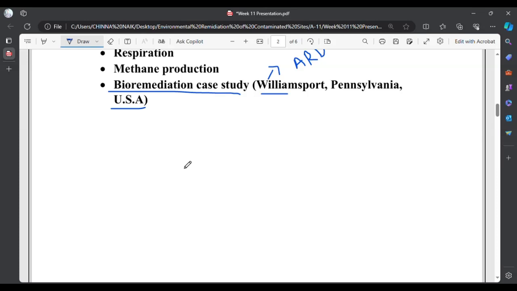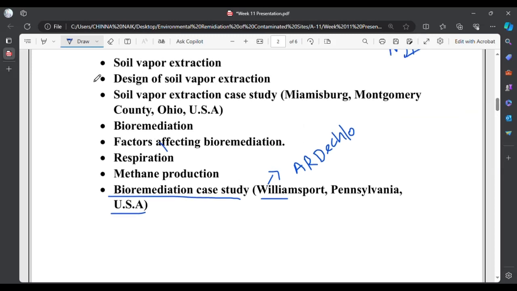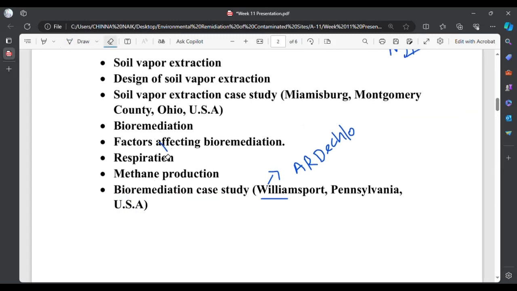For DCE, the concentration initially increased from 7 to 100 micrograms per liter, but after 10 months of treatment, indicating successful dechlorination of TCE, it decreased to 19 micrograms per liter by July 1998. So DCE initially increased and then was reduced after that. That's all for the overview of the week 11 content.